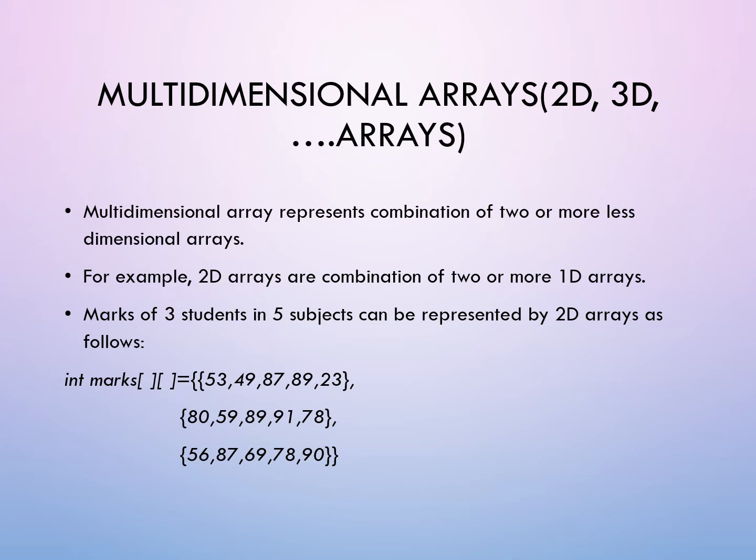So it will be like the first row will be representing all of the marks of 5 subjects of first student. Then again second row will be representing the marks of all of the 5 subjects of second student, and then third row will be representing the marks of all 5 subjects of third student. So it will be like int marks and then 2 pairs of square brackets equals to value of each of the marks of 5 subjects of each student in different curly braces.